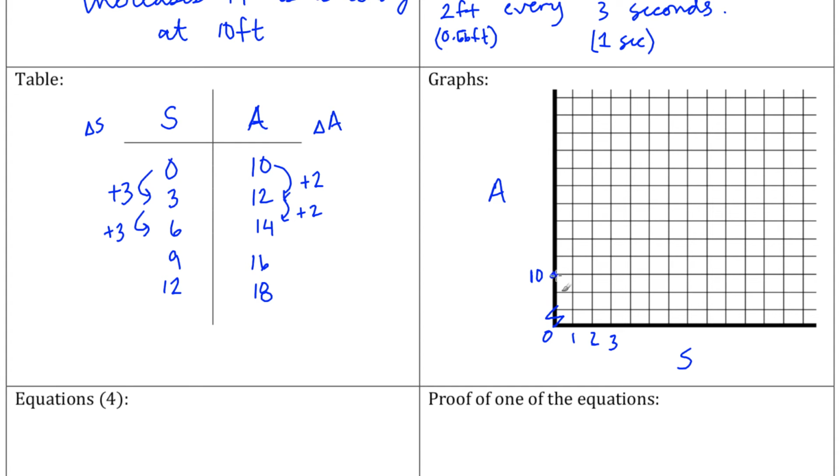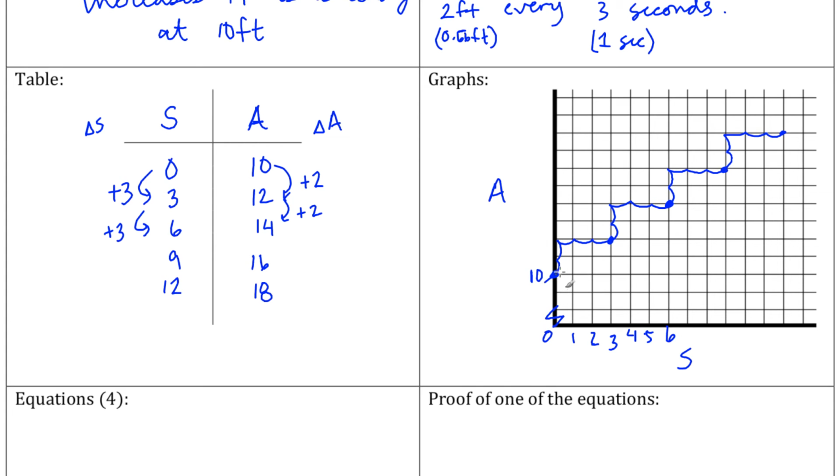So let's start here. And we can do 3, 12. And we can go to 6, 14, so that's 12, 13, 14. But if you can tell, there's like a pattern already. The altitude goes up 2 every 3 seconds. So I can actually find the next one if I just keep continuing.